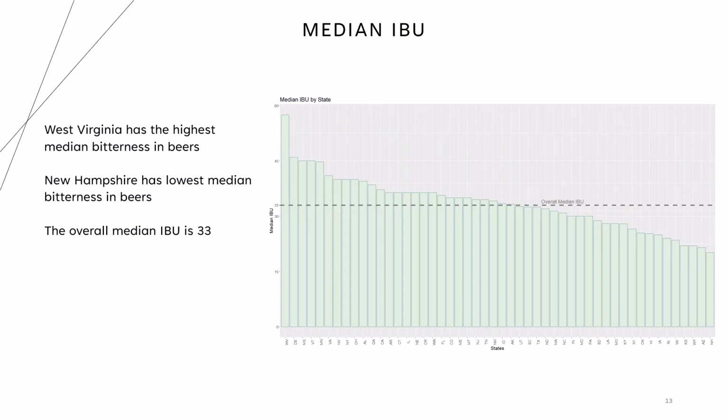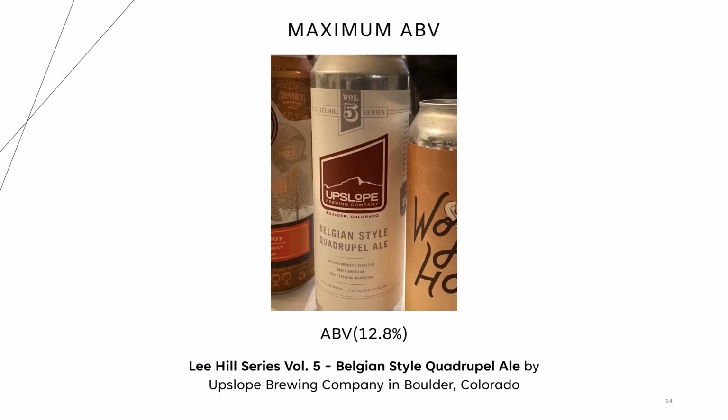For the median IBU, you can see again the median for the country is 33, broken out by state as well. It's interesting to look at West Virginia, which is such an outlier. There were only a couple beers from West Virginia in our data set, and they were extremely bitter beers.